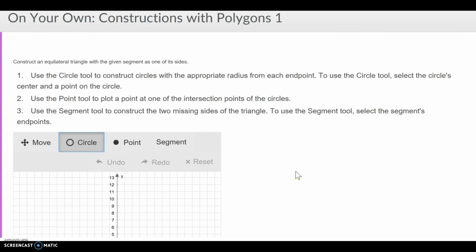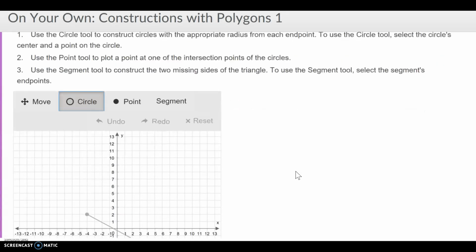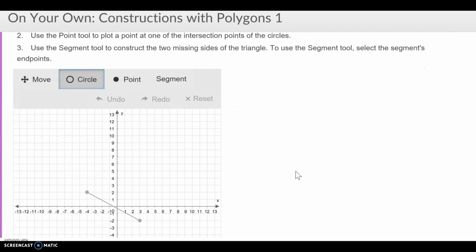Alright, now we're going to construct an equilateral triangle using this circle tool. Alright, so the first thing, we already have our segment AB. So we're going to place our compass on one end and open it to the length of our line segment. So that's our first circle.